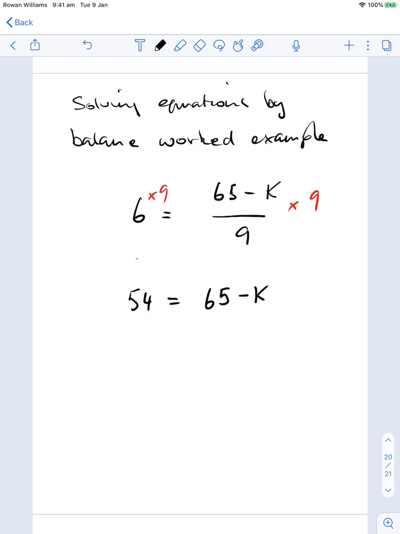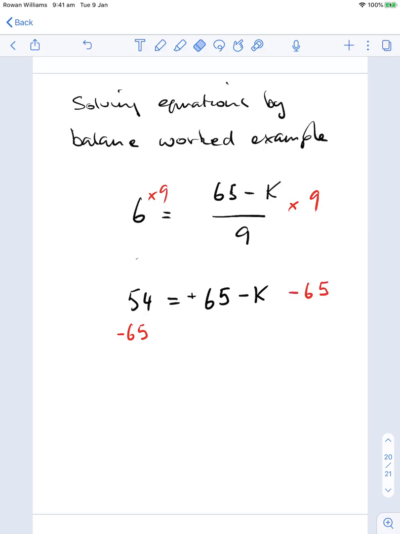All right. Next step is a little bit tricky here because I've got 65 take k. And I want to think about this as in I've got like a positive, that's like positive 65, and then I've got minus k. Doesn't matter which order I do it in. What I'm going to do here is say, well, if I've got minus k and I'm adding 65 to it, then the steps I'm going to do here is to do the opposite of what a plus 65 is. I'm going to take 65 from both sides. So I'm going to minus 65 from this side. I'm going to minus 65 from this side.